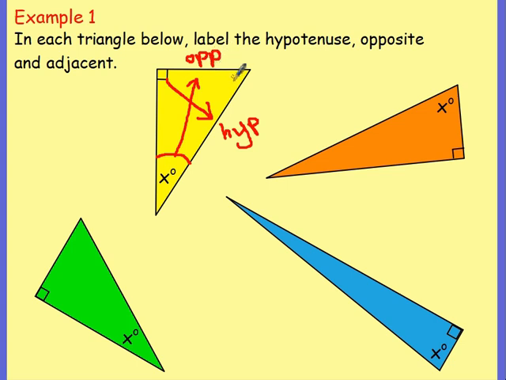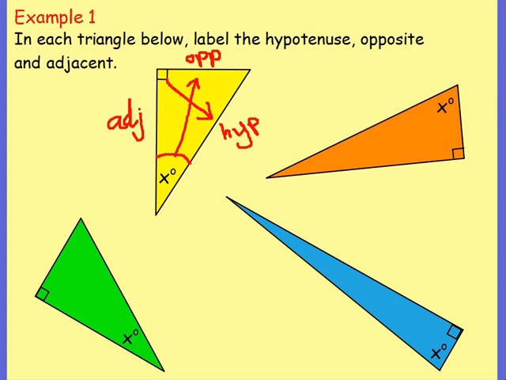I'm just writing OPP for opposite. And the other side. Oh, well, that's the adjacent. Adjacent just means beside. Yes, and it's the side that is beside the angle. So that is the adjacent, or ADJ, I am writing. Good. Well done, Jason.